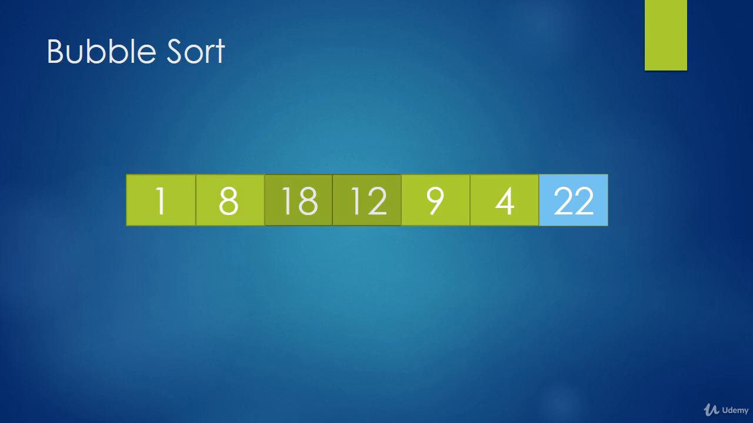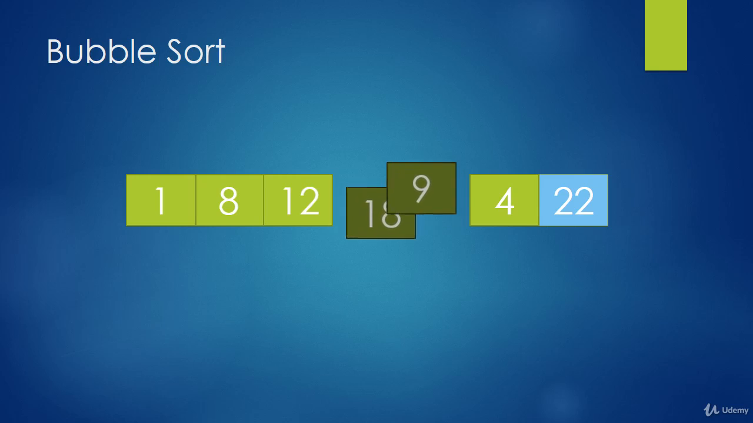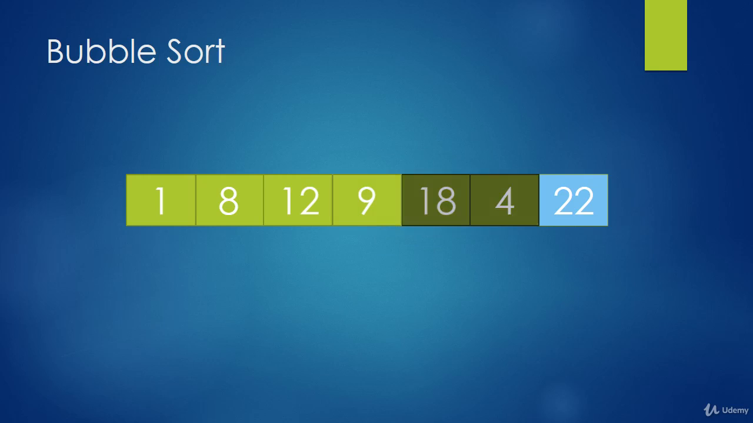Now we compare 18 and 12. We swap them because 18 is bigger. Moving on to 18 and 9. And what are we gonna do? Right, we swap them because 18 is bigger. And the same will happen with 18 and 4. Now we have the second biggest number in the correct spot.